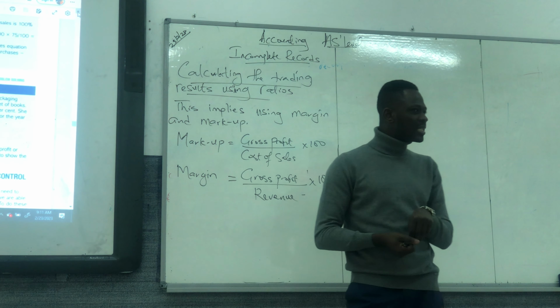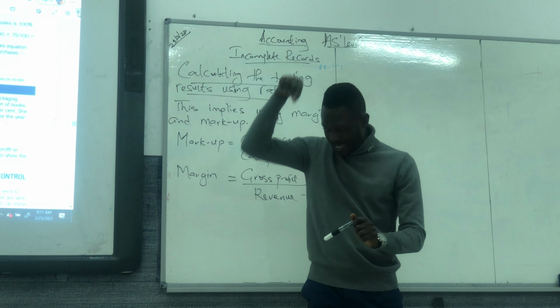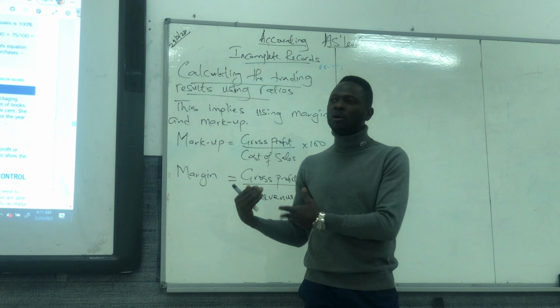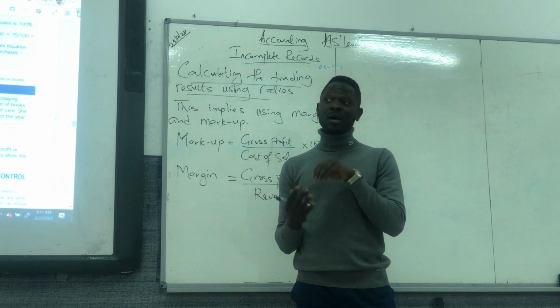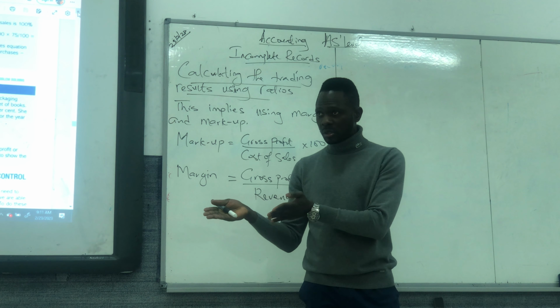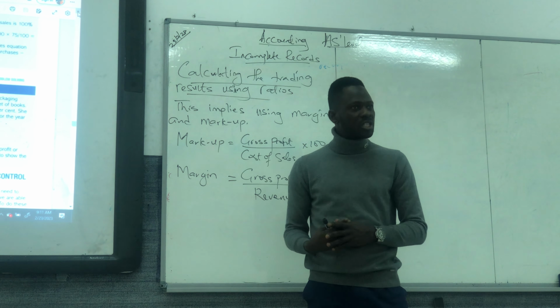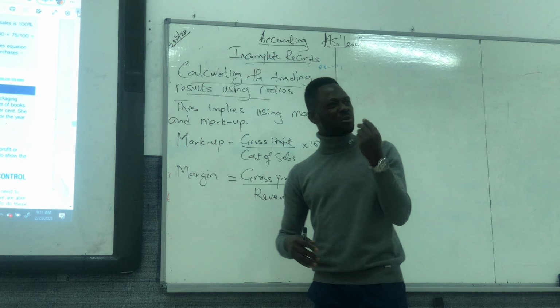The fact that we are estimating means our accounts for that year are still incomplete. It is not only new businesses that make incomplete records; other businesses can also make an incomplete record. And how does this happen? It happens when we are estimating our financial statements. When we talk about our financial statements, we're talking about our trading profit and loss account, or the statement of financial position. So how do we estimate, and what makes it become an incomplete record?